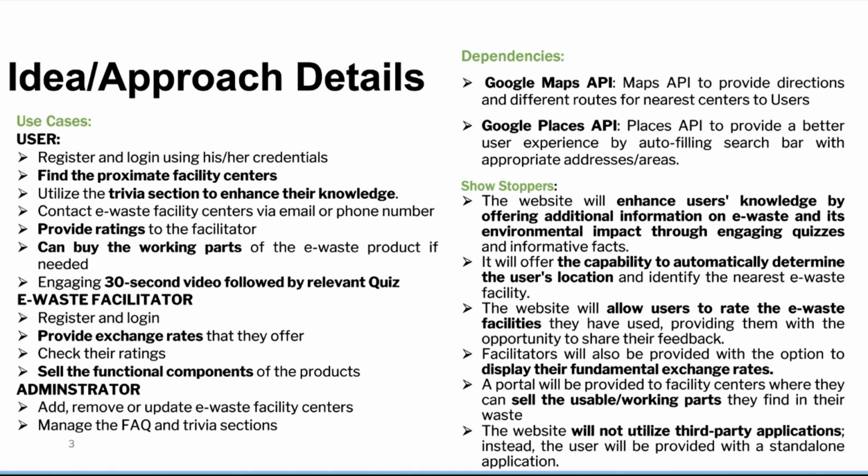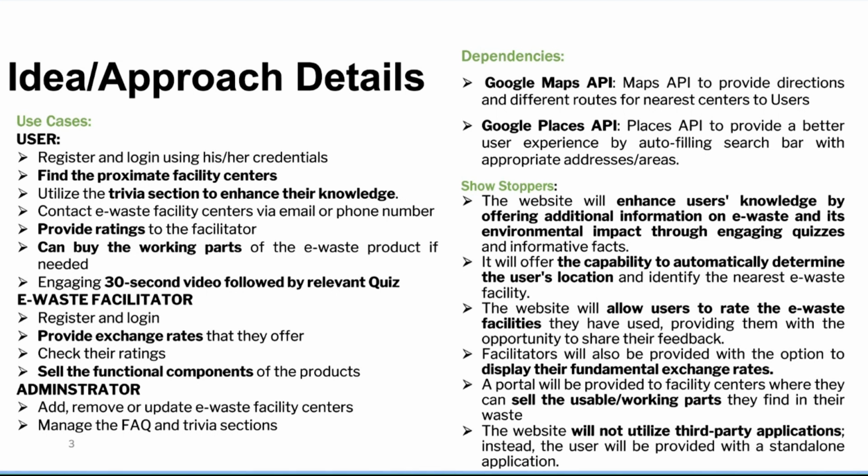For the e-waste facility centers, they can also register and log in. They can provide the exchange rates to the users so that the users can earn from the e-waste they give the facility centers to dispose of. Here we can also use the metal percentage. They can also check the ratings that the users have given and can send functional parts of products to the users. For administrators, they can add, remove, and update e-waste facility centers, and manage the frequently asked questions section and the quiz sections.